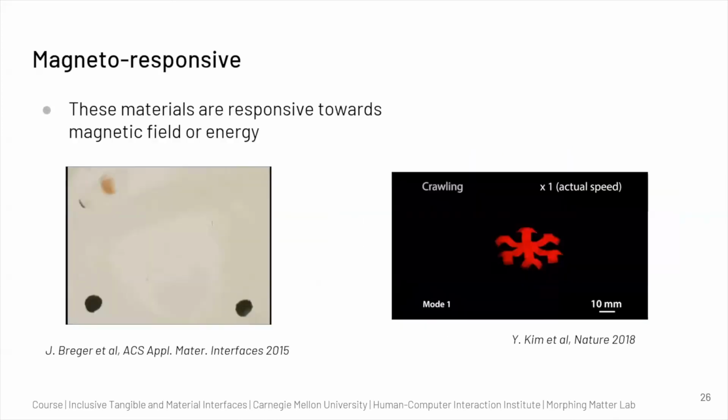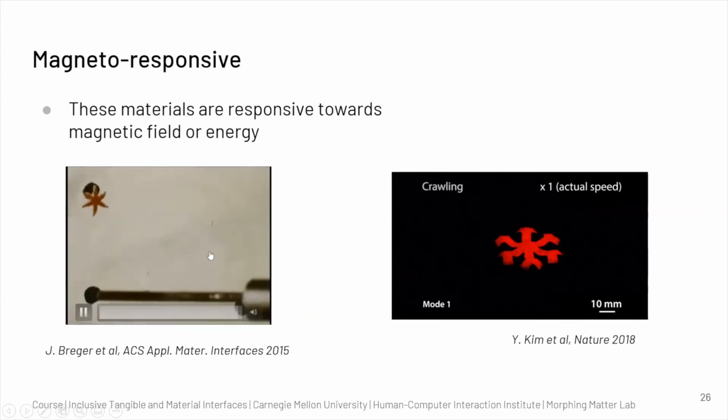The next one that I talk about is called magneto-responsive materials. When you talk about magneto-responsive materials, it means these materials will change their shape or will move when they come in contact with a magnetic field or magnetic energy. Here it's a blooming of a flower, and if you have a rod with a magnet or a magnetic rod, you could see that you could manipulate the position of this.